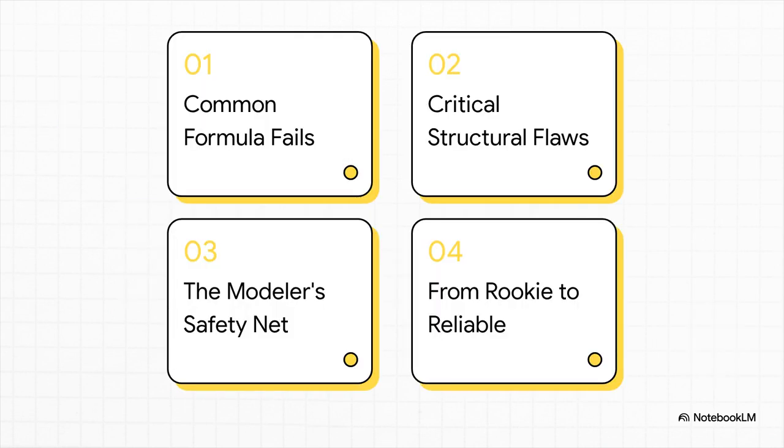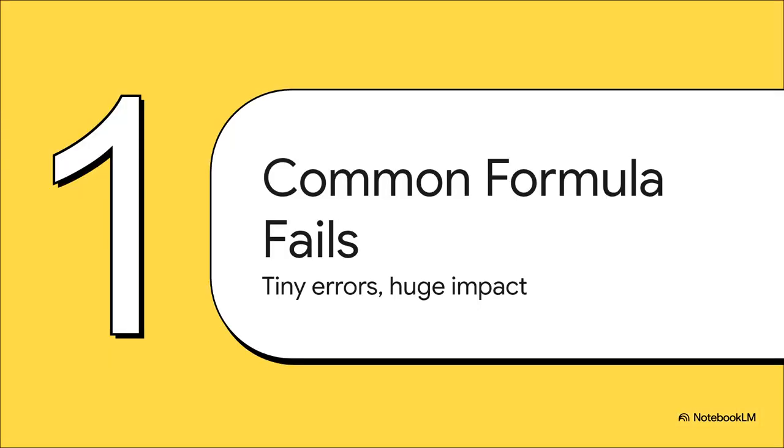Okay, so here's our game plan today. We'll kick things off with some common formula fails. Then we'll zoom out and look at some critical structural flaws. After that, we'll talk about the modeler's safety net, and finally, we'll wrap it all up to get you from rookie to reliable. First up, common formula fails. These are those tiny errors that seem so innocent but can have huge consequences down the line.